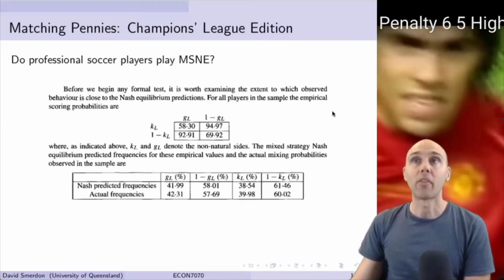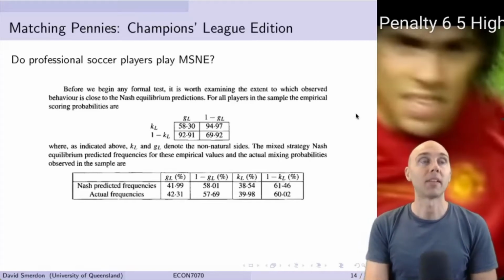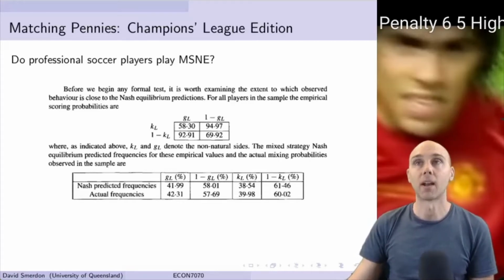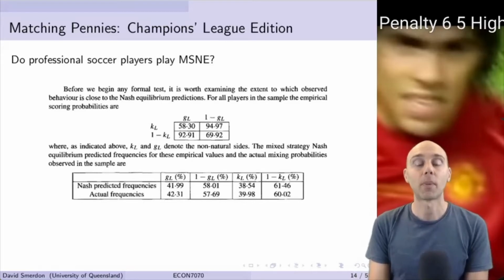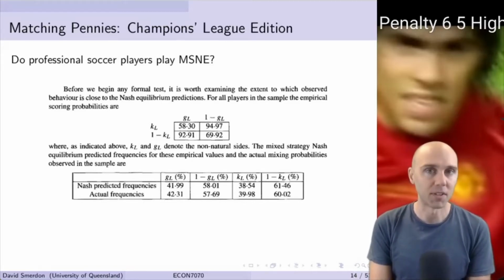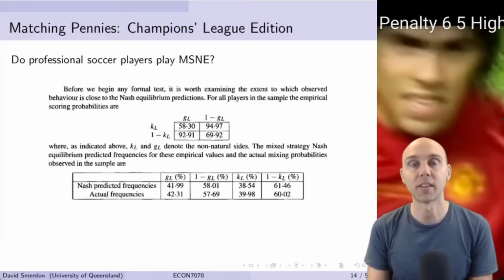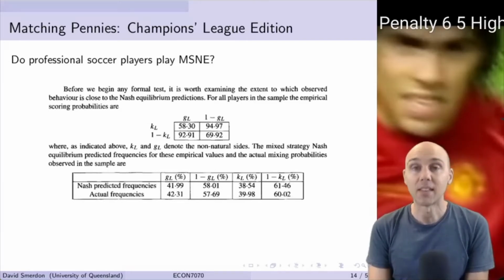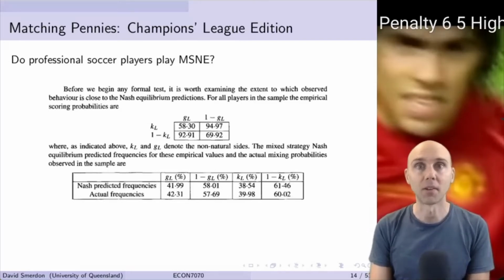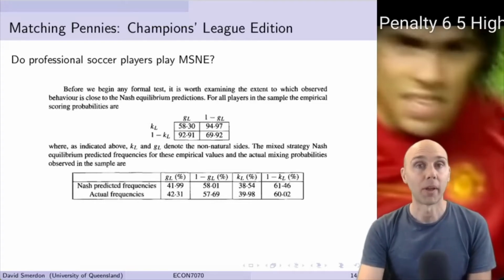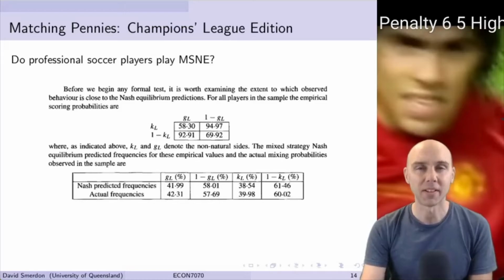So let's see whether this really happens. A paper that some economists put out a couple of decades ago was about professional football. Now, professional footballers are not mathematicians, they're not game theorists, they don't have training in ECON7070, but they are paid tens of millions of dollars, sometimes hundreds of millions of dollars to play football. They're very good at football. They play it a lot. They are experienced in these games.